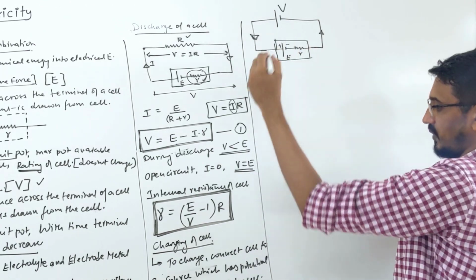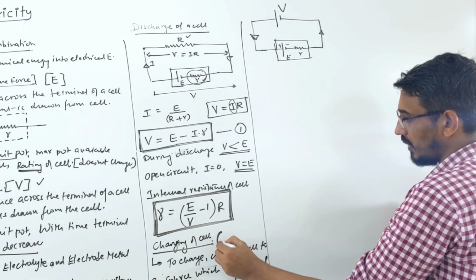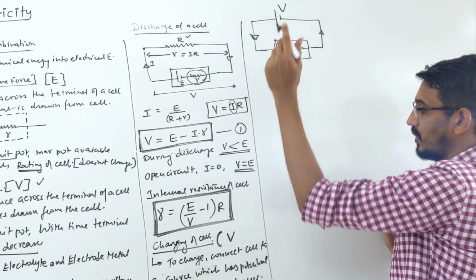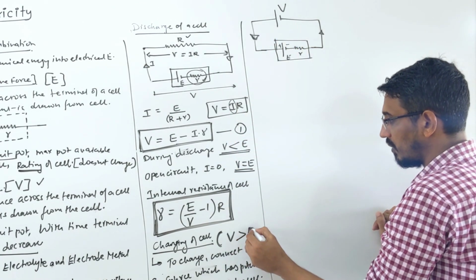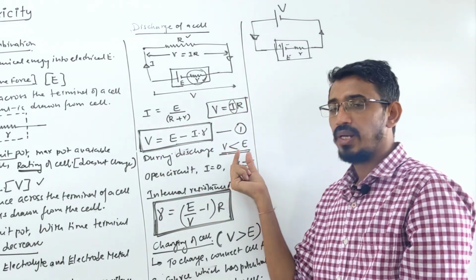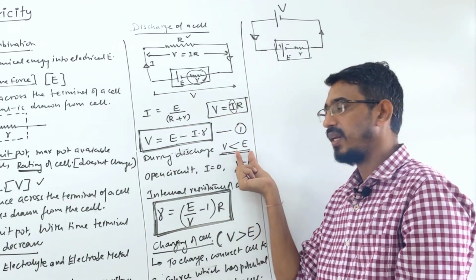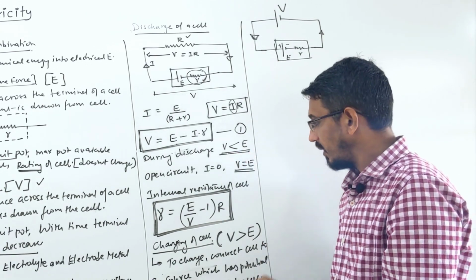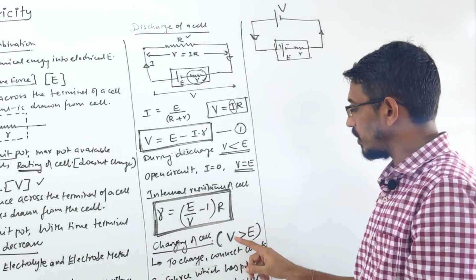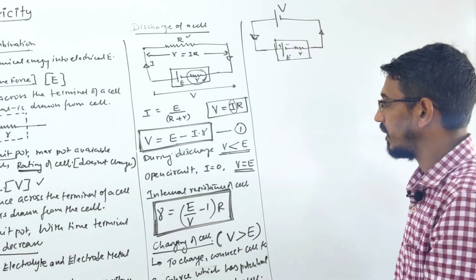So what is the condition for charging here? The external or source potential should always be more than the EMF of the cell. When you are discharging, the terminal potential you get as output is always less than the EMF of the battery. Here you are charging, so the external source potential should be more than the EMF of the battery, then only you can get charge.